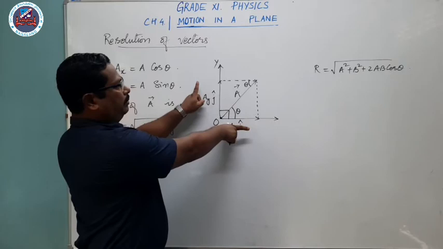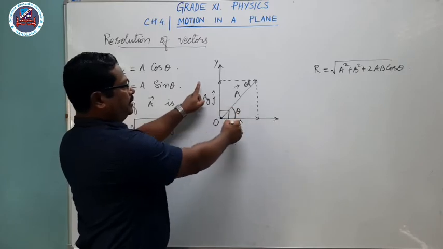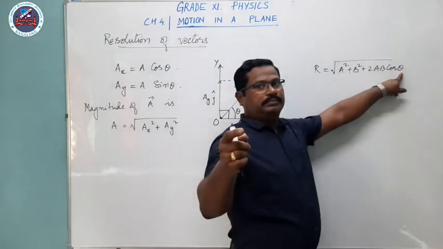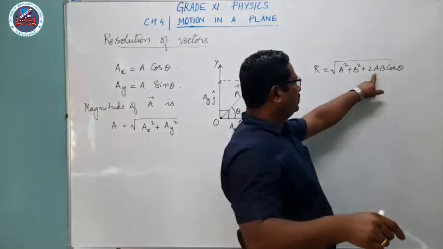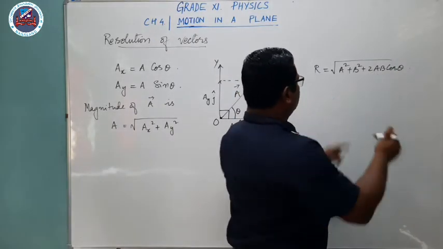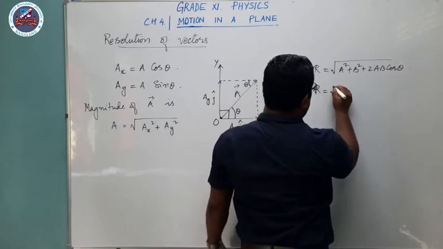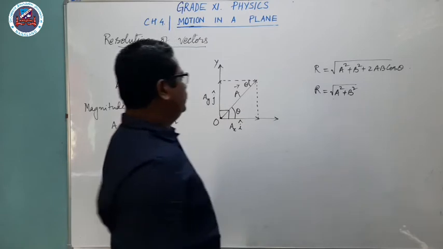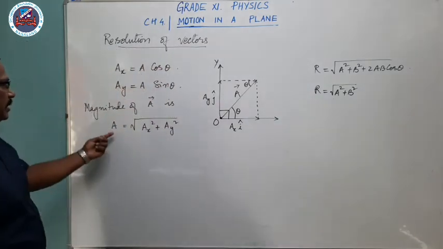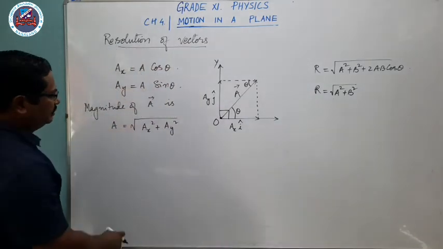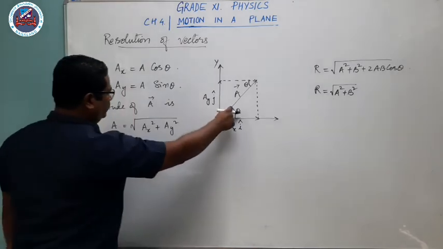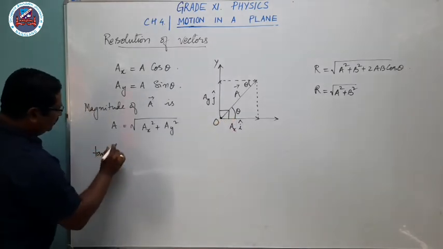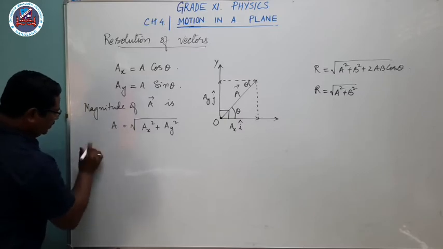Ax and ay. Angle between them is 90 degree. So here cos 90 degree is equal to 0. So this term does not exist. So R is equal to root over a square plus b square. This will give you your magnitude of the resultant. And direction, if it is asked, here you can find out tan theta. Tan theta will give you the direction. I'll write down here direction.